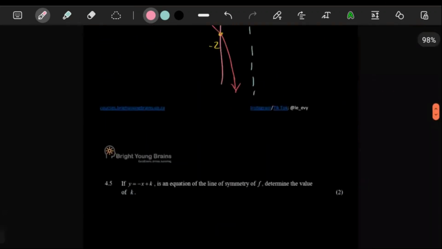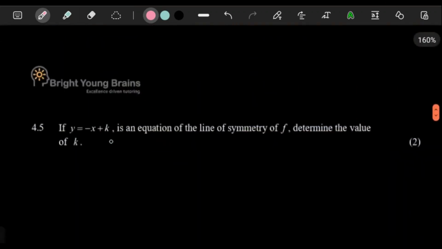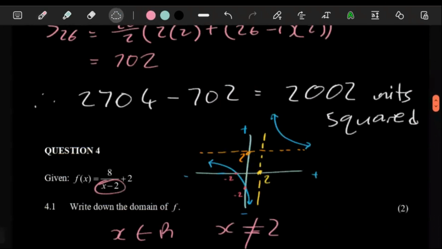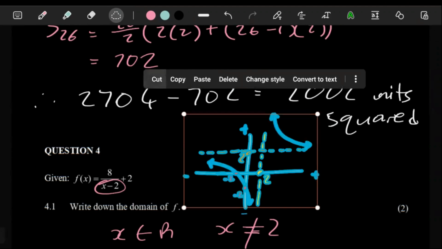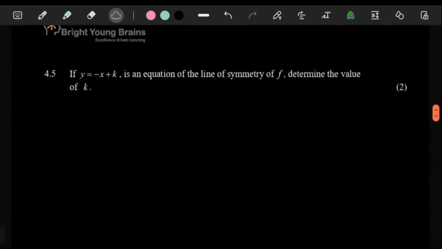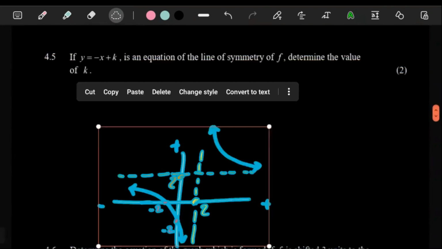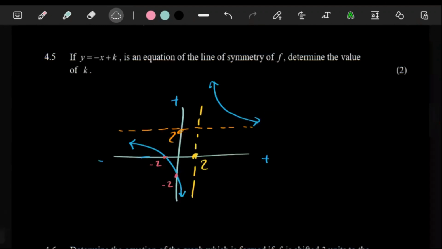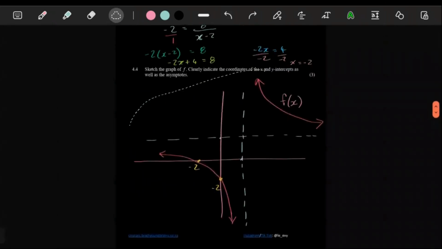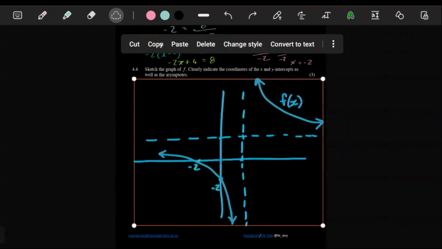4.4 says, if y is equal to negative x plus k is an equation of the line of symmetry of f, determine the value of k. So this question is not difficult at all, because remember, whenever you're dealing with a hyperbola, it has lines of symmetry. It has two lines of symmetry actually. There's a positive line of symmetry and a negative line of symmetry. Actually, let me not even use this sketch. Let me use this one that's a bit nicer. Just copy this, make it a bit smaller.